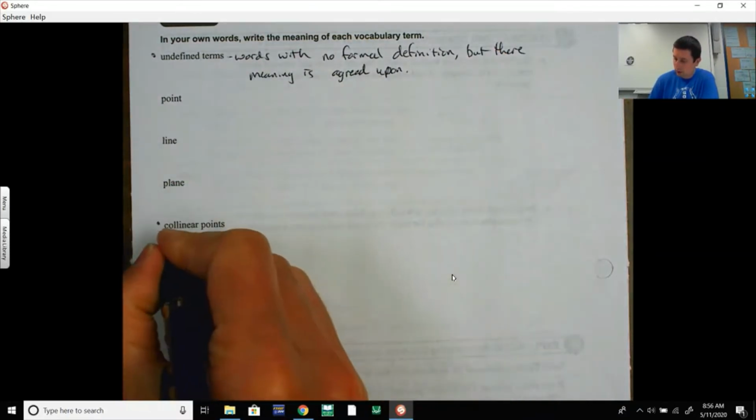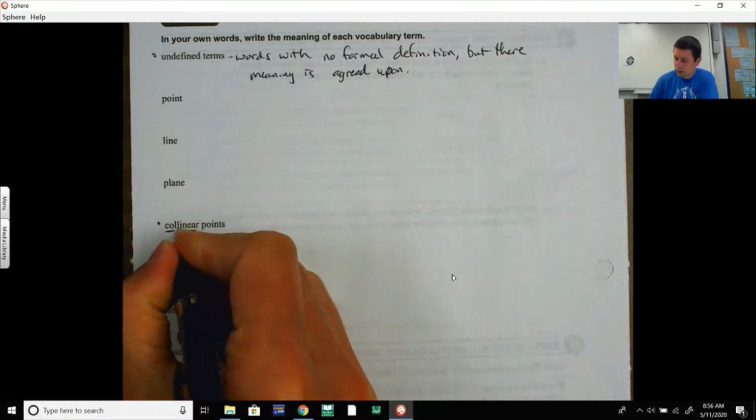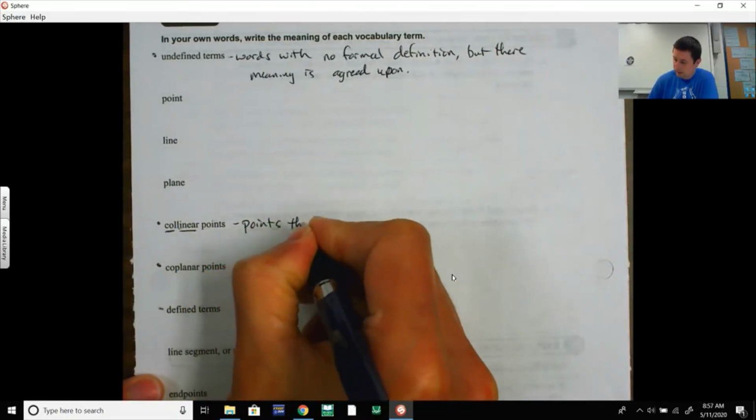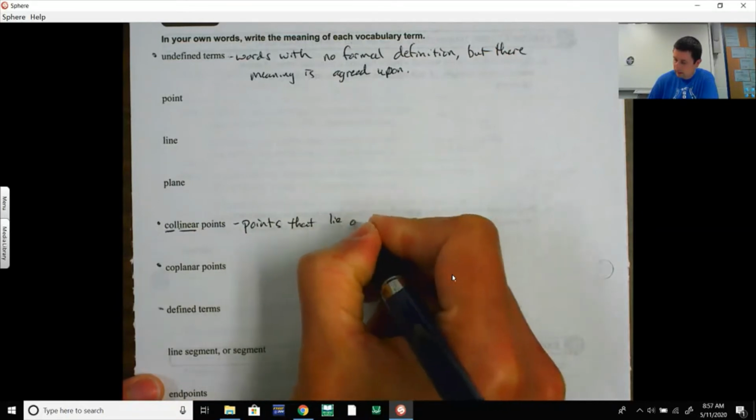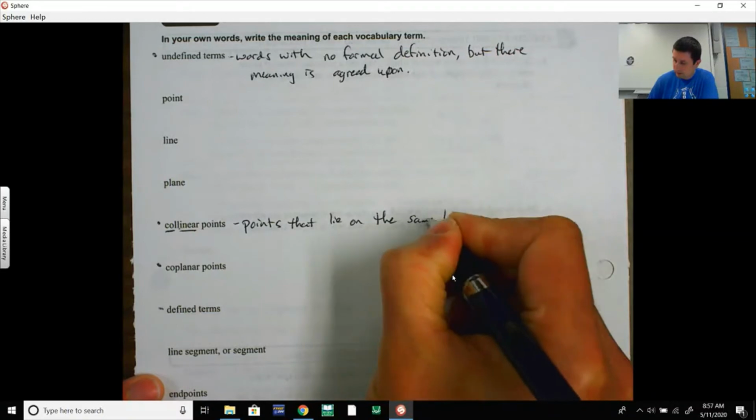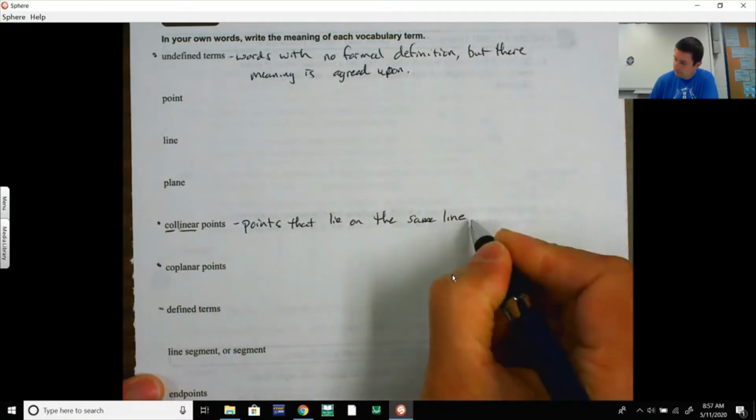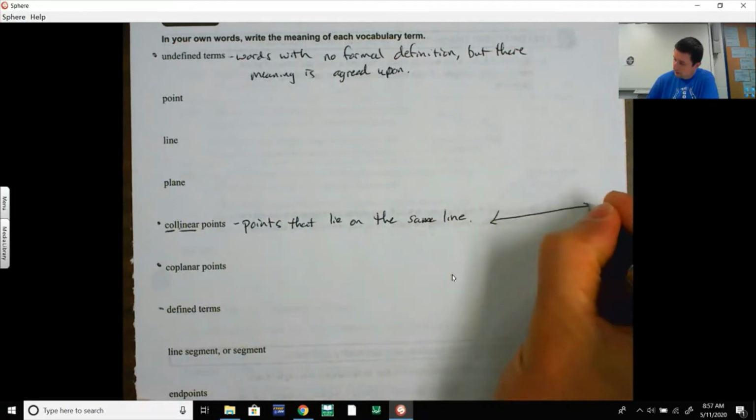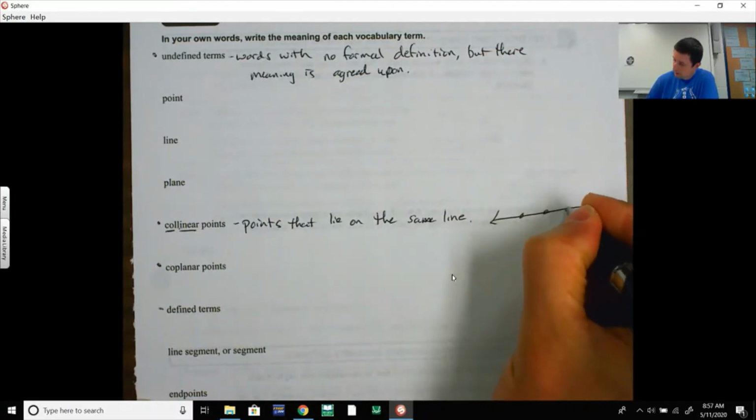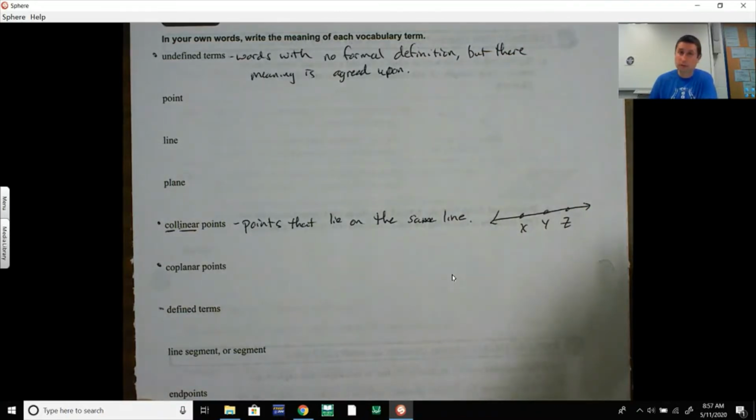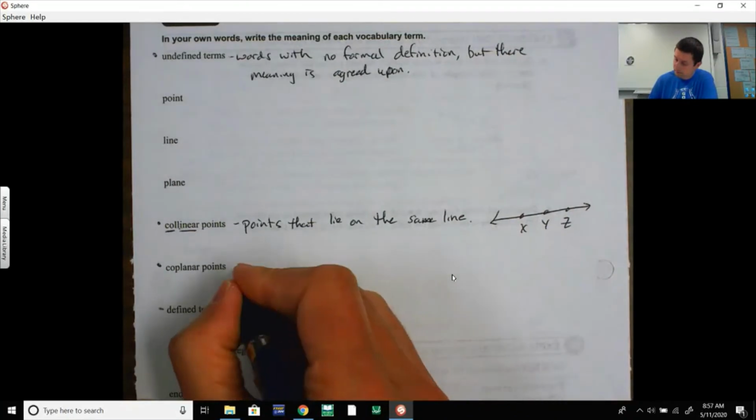Collinear points. Collinear, there's that linear. You see the word line in there? These are points that lie on the same line. Points that lie on the same line. So that could be, if I have a line here, X, Y, and Z. They would be collinear. Okay? Any 2 points would be collinear because through any 2 points you get one line.